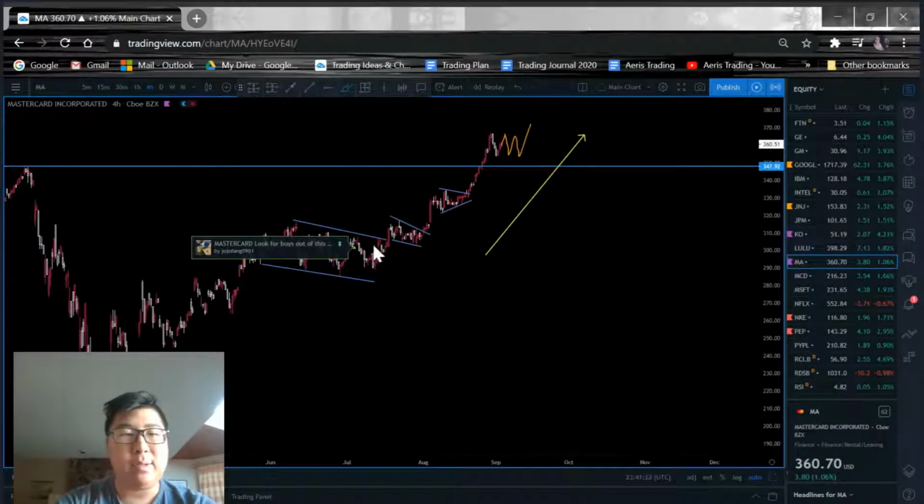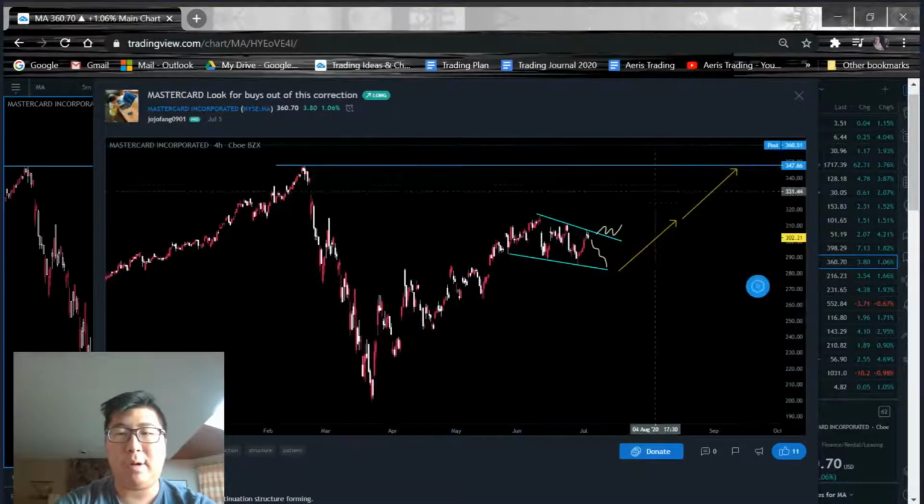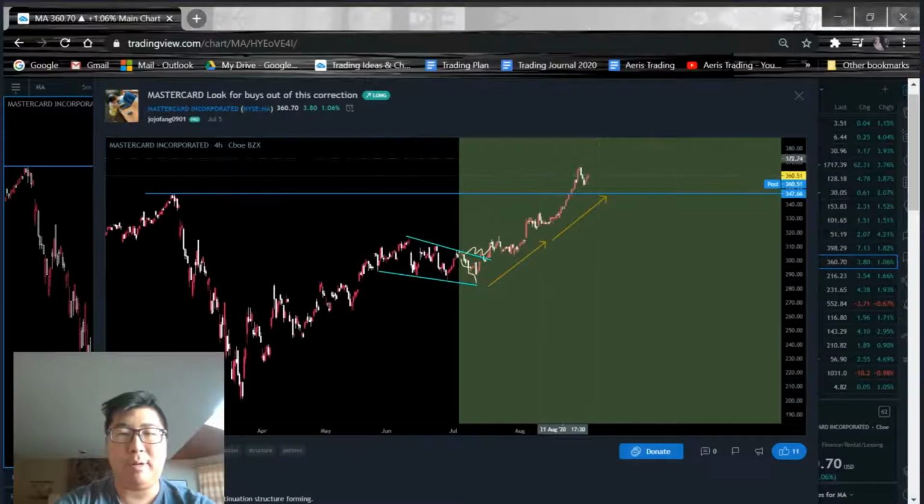NASDAQ, same thing, same update, right? We already broke the all-time top. We're at the top now, so we already broke above it. And if we get a correction here, I will be in this buy. That's how I see it.